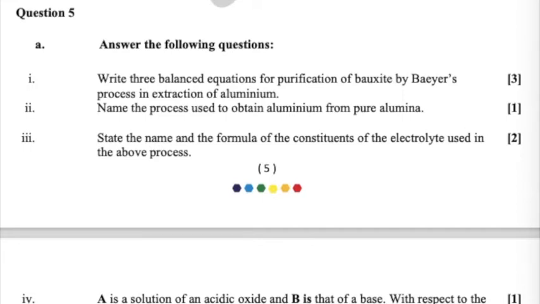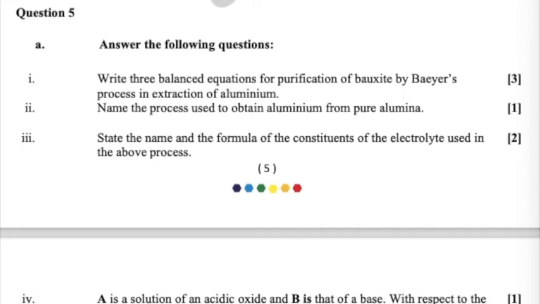With respect to the pH of water, state the pH range of A and B. The pH of A is anywhere from 0 to less than 7. The pH of B is more than 7 up to 14.